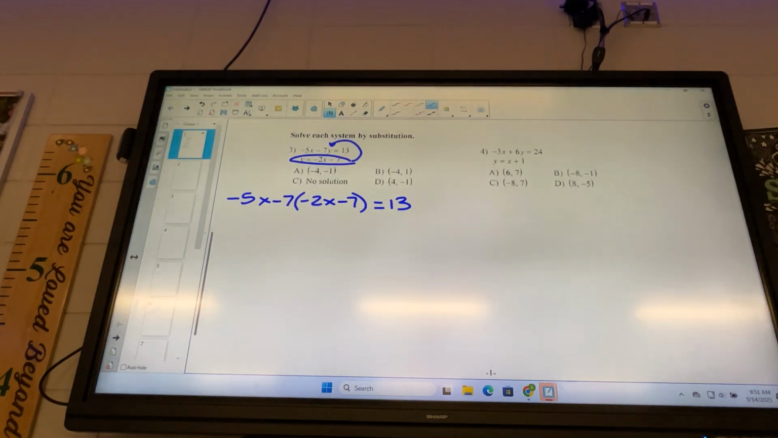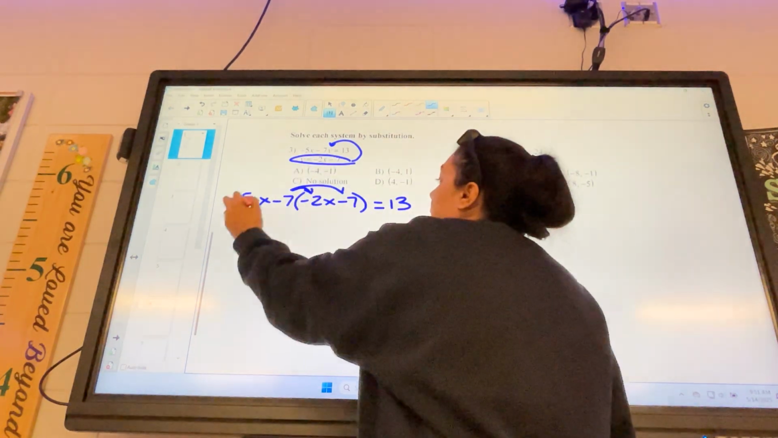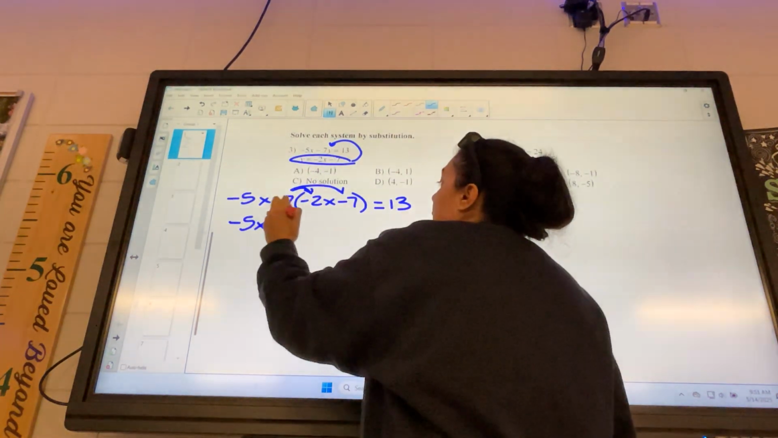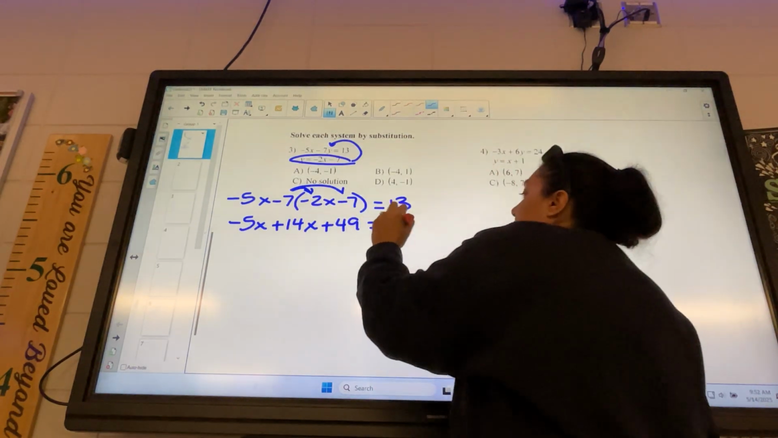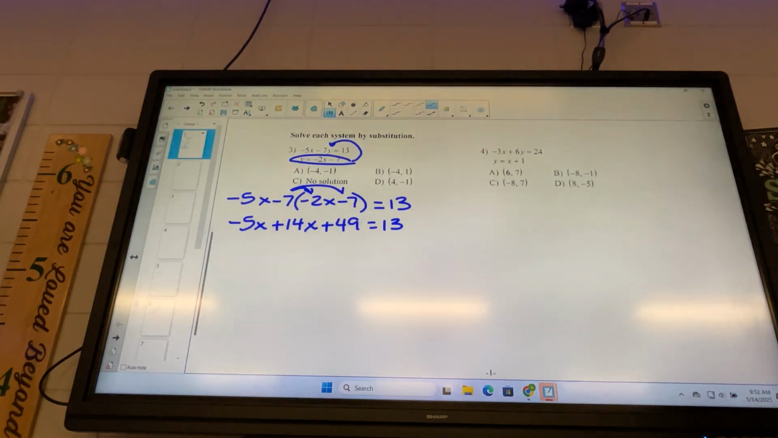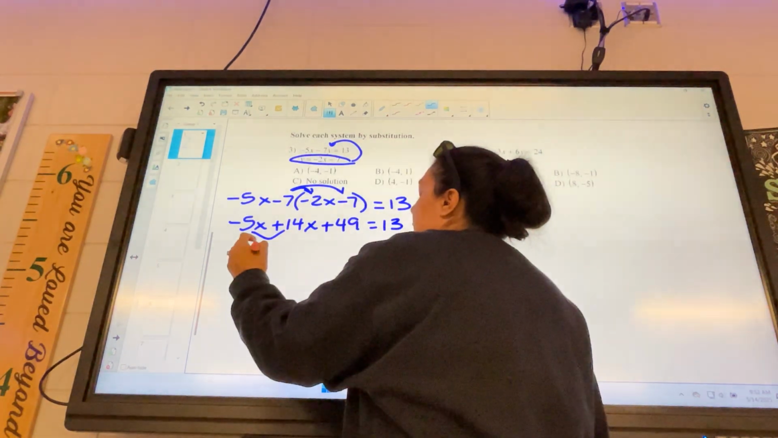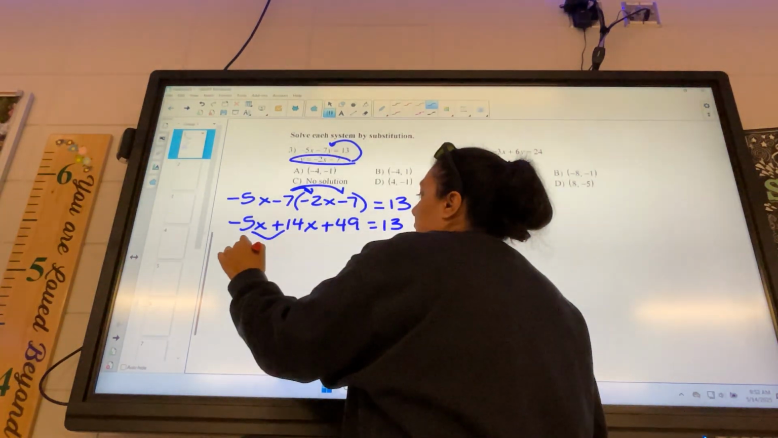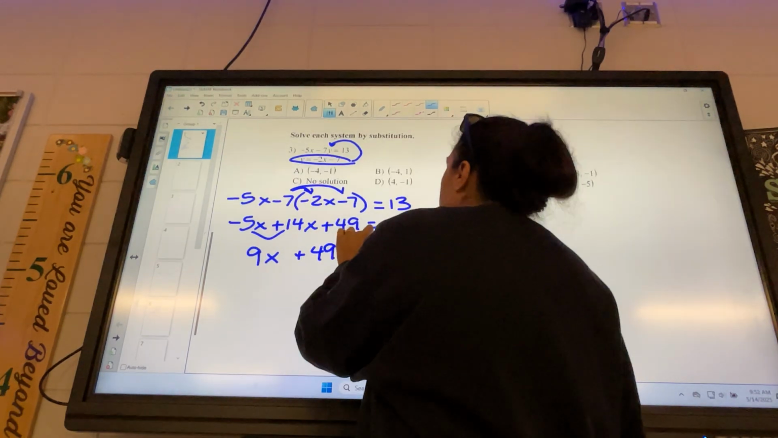Okay, then what needs done? Yeah, we're going to distribute. Okay, so I got negative 5x plus 14x plus 49 equals 13. Okay, and then what? Combine. What is negative 5 and a 14? 9? 9x plus 49 equals 13.